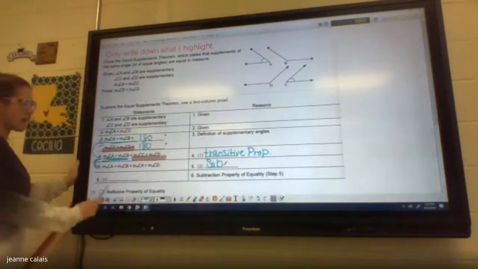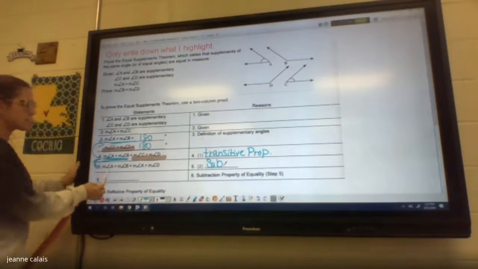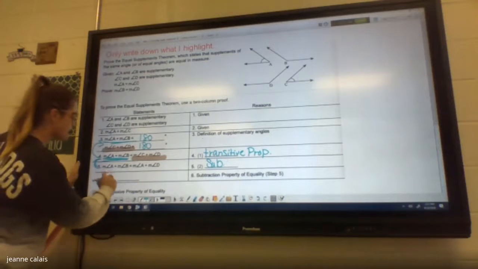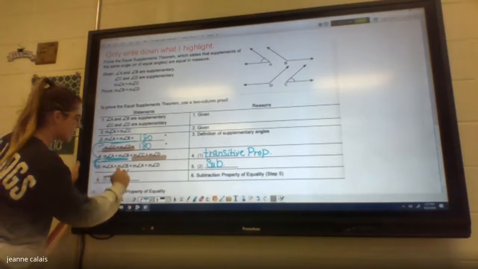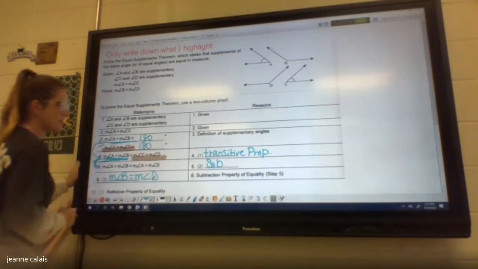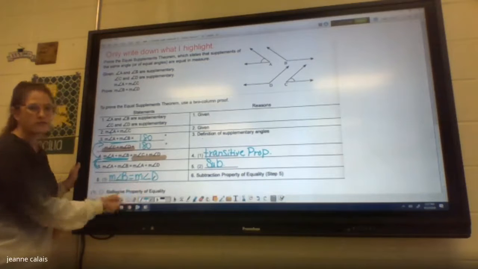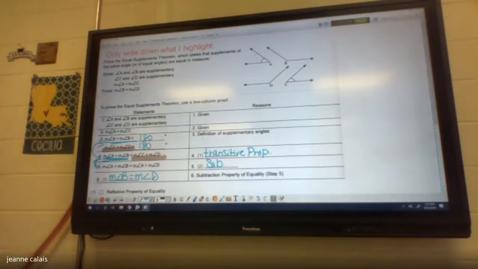And then lastly, what we're trying to prove, we subtracted A from both sides. Therefore, the measure of angle B is equal to the measure of angle D. If I'm subtracting, what can be subtracted from both sides? That's how I know that one.